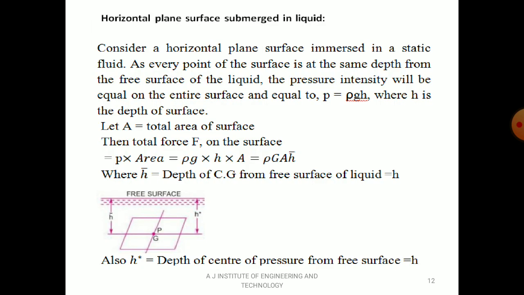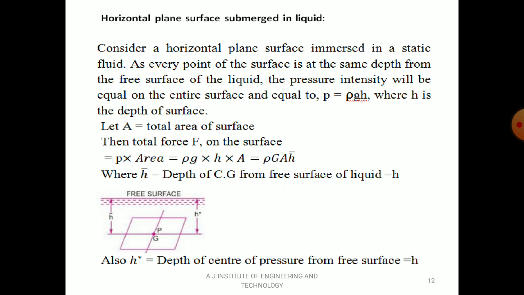Next, horizontal plane surface submerged in liquid. So consider a horizontal plane surface submerged or immersed in a static fluid. As every point of the surface is at the same depth from the free surface of the liquid, the pressure intensity will be equal on the entire surface and equal to P equal to rho GH, where H is the depth of surface. So this is a horizontal surface. All the points are at equal distance from free surface, so the pressure remains the same at any point on the surface.